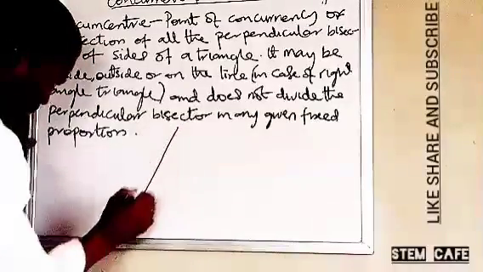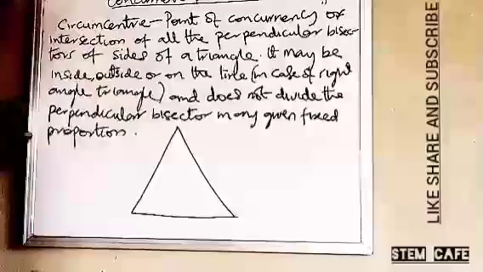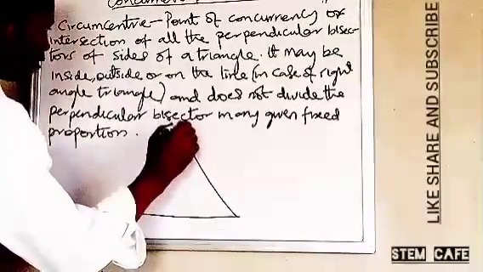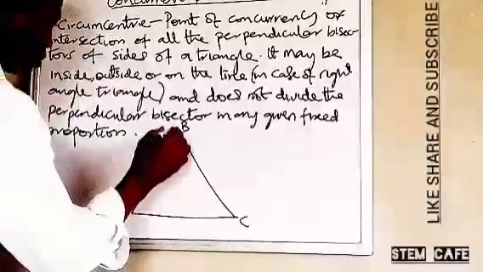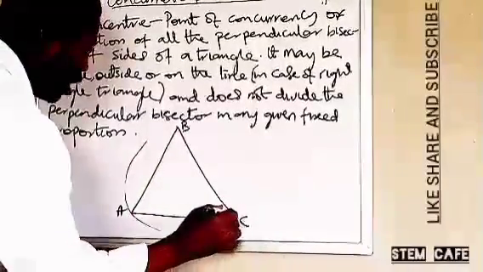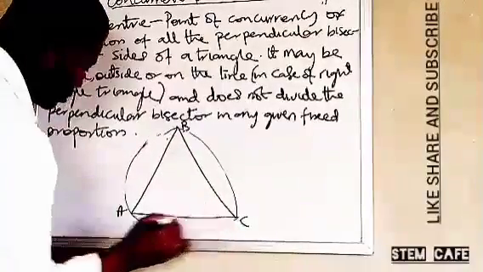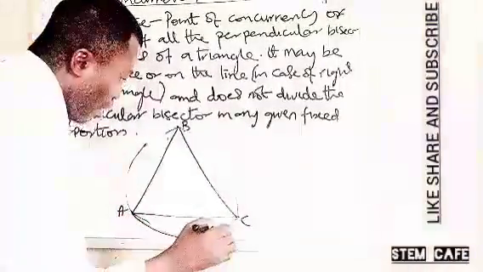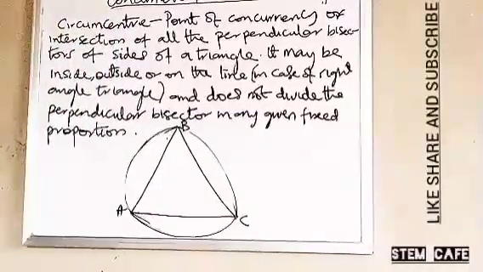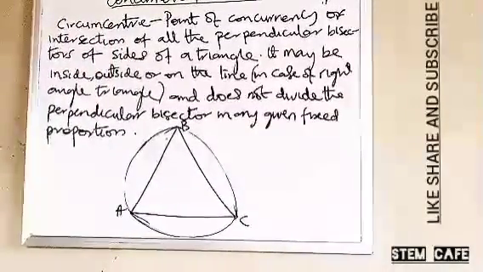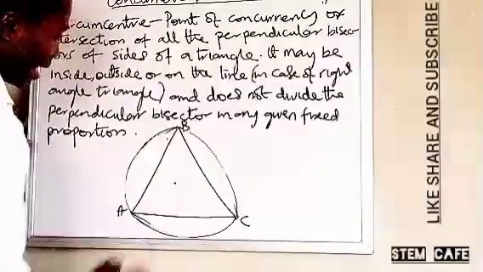Now let's look at what we mean by circumcenter. Let's say we have A, we have B, we have C. If you want to find the center of a circle that will touch all the points A, B, C, that is what we call the circumcenter.